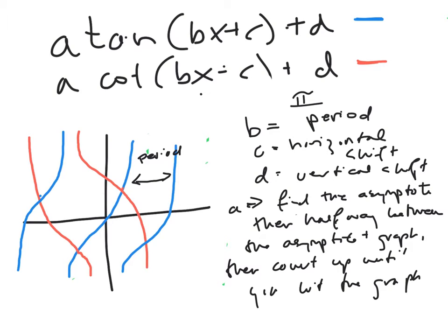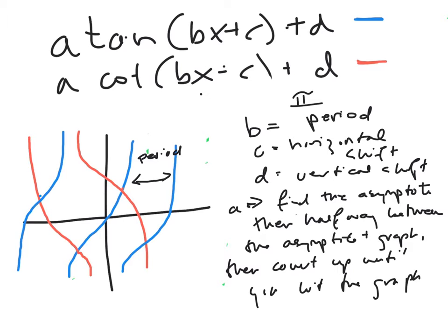Okay, so the tangent has a reciprocal of the cotangent. So you kind of do it the same way that you would do the cosine and the secant, or the sine and the cosecant. The tangent, which you can see here in blue, goes through the origin.